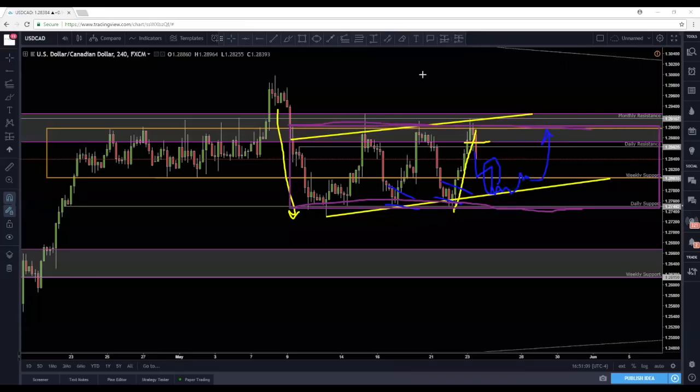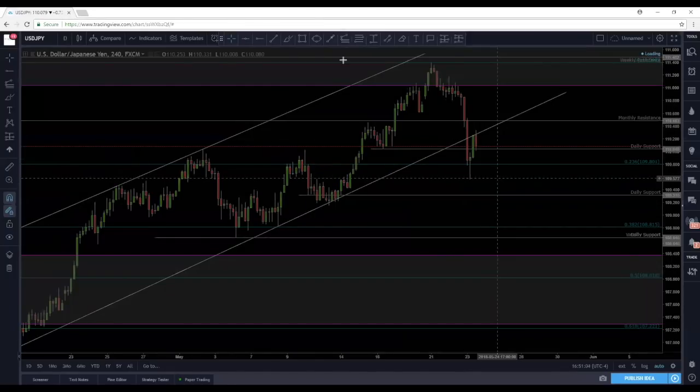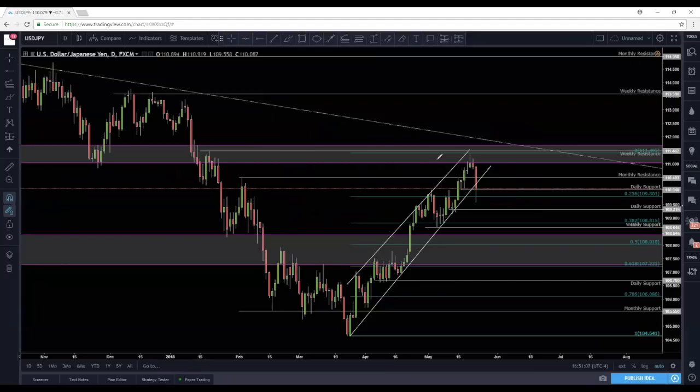Looking at US dollar Japanese yen from the daily time frame, just like we've been saying in the past weeks, this has been treated as a correction, and we are still expecting continuation back to the downside, right? And so any bullish movements to the upside would be treated as short term.